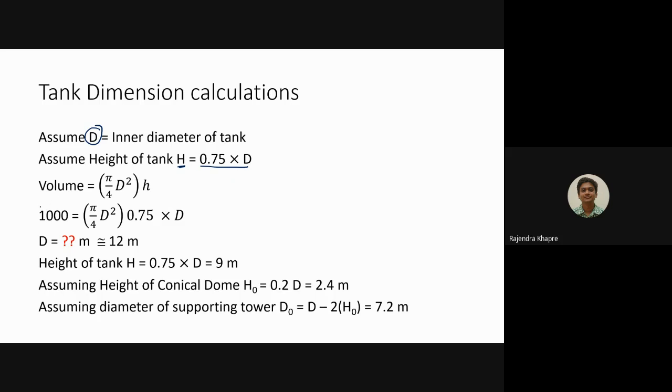Right now the volume is given to us. We need a volume of water of, let us say, 100 meter cube. From this we can substitute the value: pi by 4 D square, and h is nothing but 0.75 times D. With this, can you give me the value of D? How much is the value of D? Somebody please tell me.